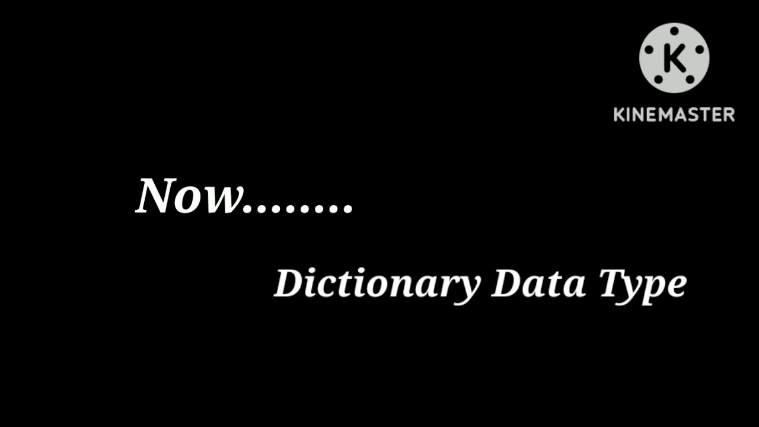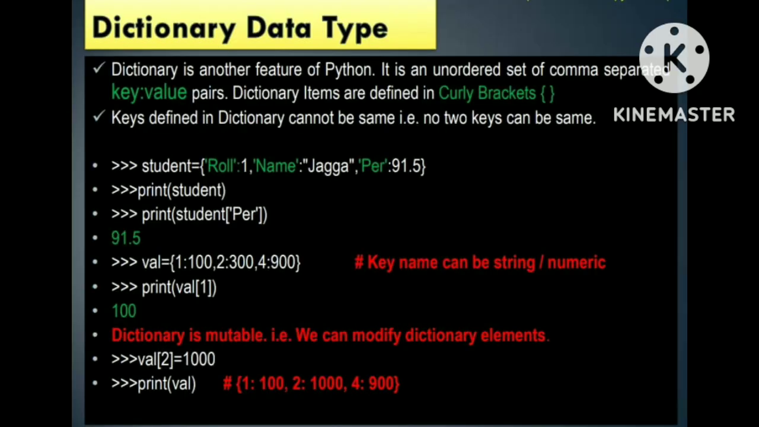Now, dictionary data type. Dictionary is another feature of Python. It is an unordered set of comma separated key colon value pairs. Dictionary items are defined in curly brackets. Keys defined in dictionary cannot be same. That is, no two keys can be same. Student equals to roll colon 1, name colon jagga, per colon 91.5. Print student. Val equals to 1 colon 100, 2 colon 300, 4 colon 900.